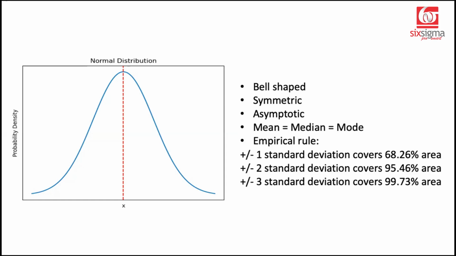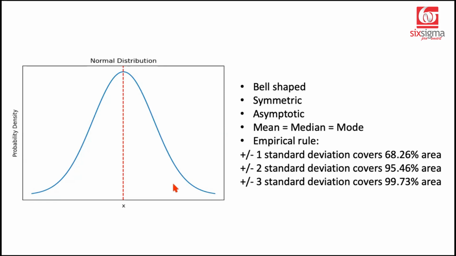Now, the most important property that everyone should remember about a normal distribution is known as the empirical rule. Empirical means it is more of an observed concept. It's not something which is to be proven using pen and paper. It's more of an observed thing about a normal distribution.